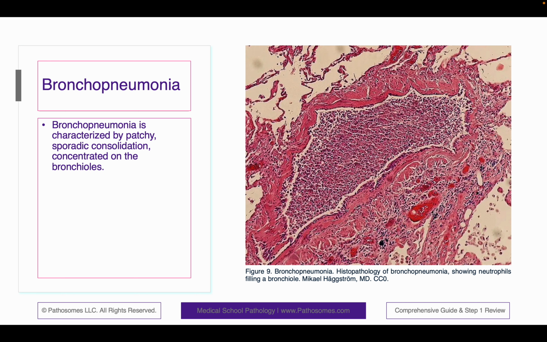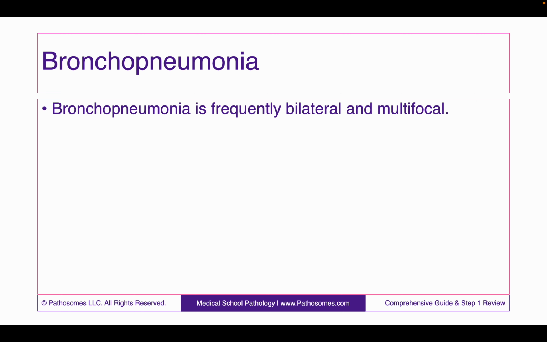But now let's talk about another commonly tested condition, bronchopneumonia. Now, this condition is characterized by patchy, sporadic consolidation. And it's concentrated on the bronchioles, as you can see here in this image, right? With this bronchopneumonia showing the neutrophils actually filling up a bronchiole. Bronchopneumonia is frequently bilateral and multifocal. It's caused by different bacterial species.